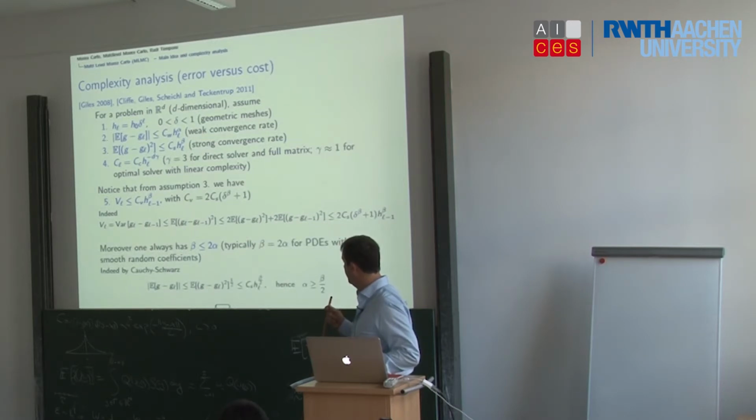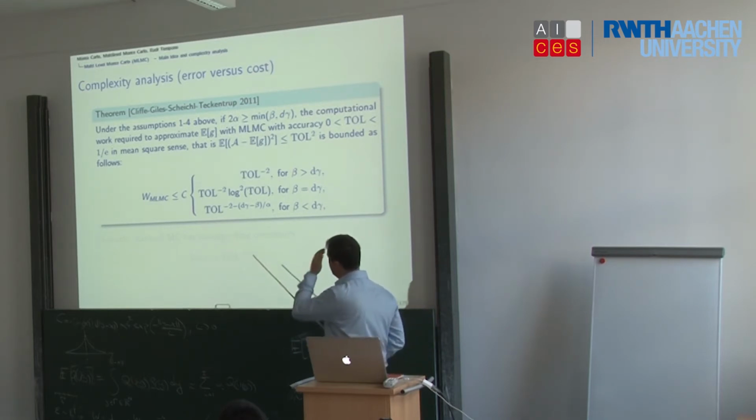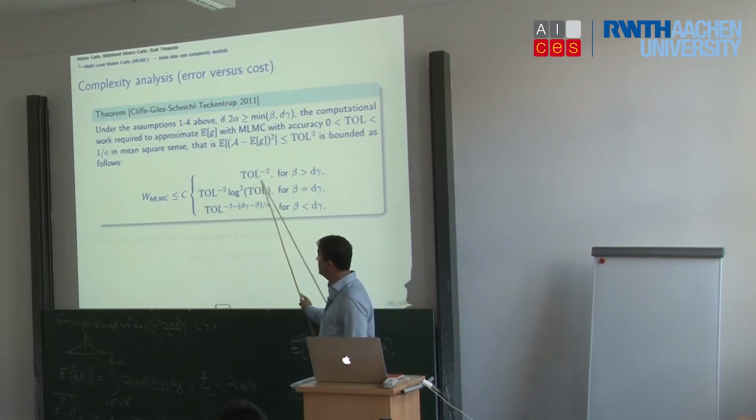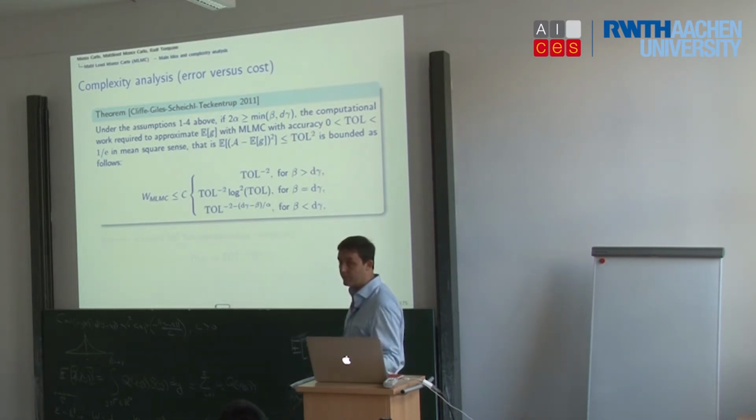Yeah, these are other things. We don't need to discuss that. This is the result. So the result says the following. The magical case actually happens when the rate beta of a strong convergence is strictly larger than the exponent of the work, d times gamma. Okay? So I go back one step so you can actually see it.